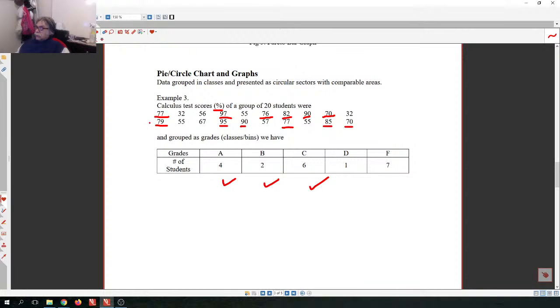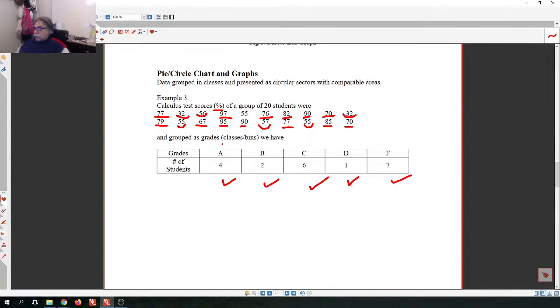D's. Don't see anything in the first line. I have one here, 67, 1 D. And the rest is all F. Lots of F. 7 students have an F score. They're not all the same, of course. 56 is a lot better score than 32. But these are all F's. And I have 7 of them. Okay? So now I have divided my classes.